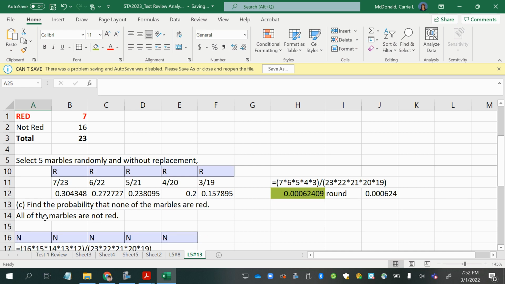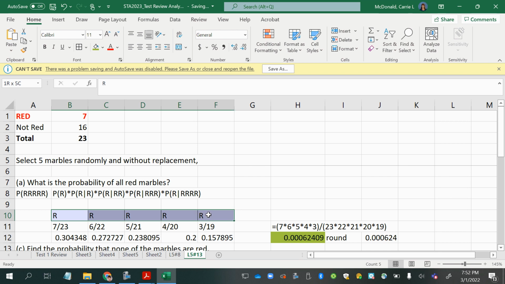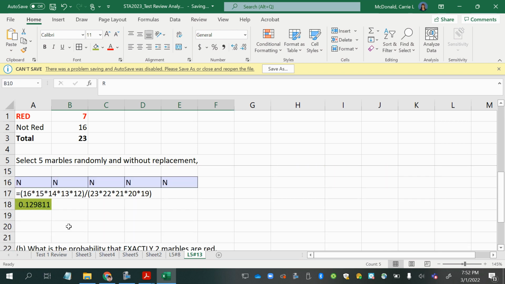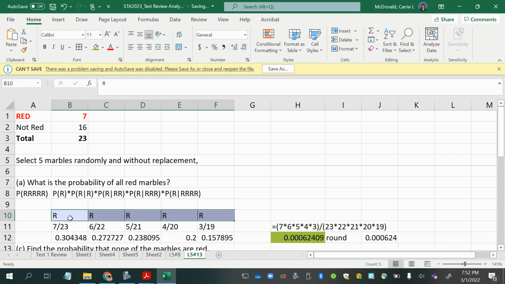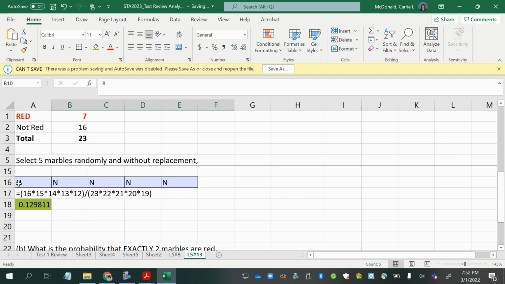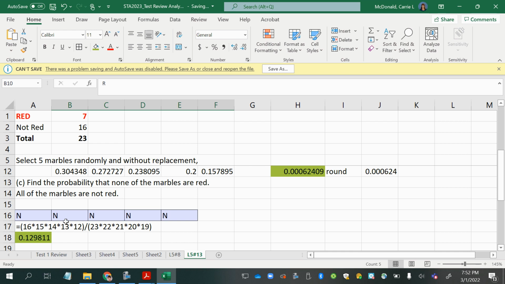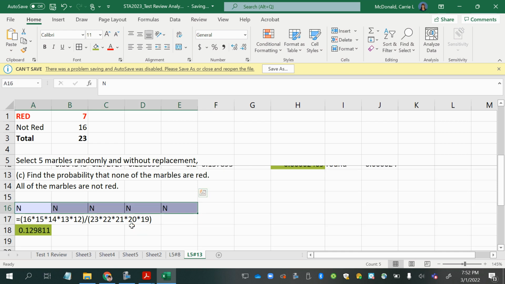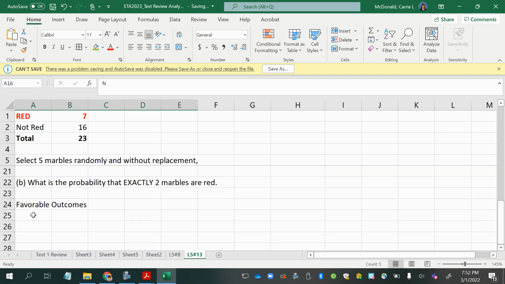Before, we just had one favorable compound outcome in part A, just that all of them were red. That's just one compound outcome that's favorable. Same thing when we wanted all of them to not be red, just one way to get that to happen. But now we have multiple favorable outcomes. So how many do we have? Well, let's think about different ways this could happen.